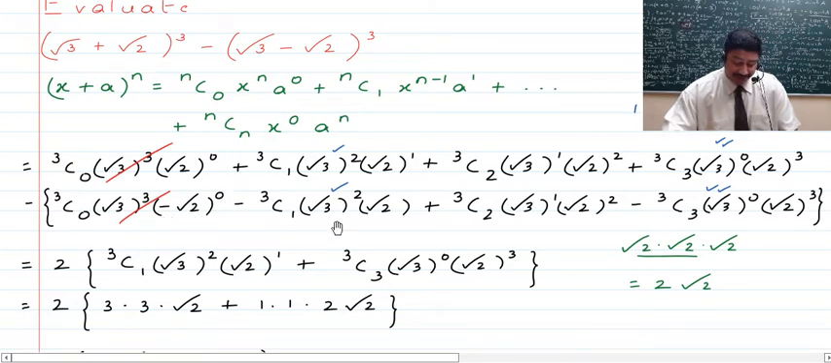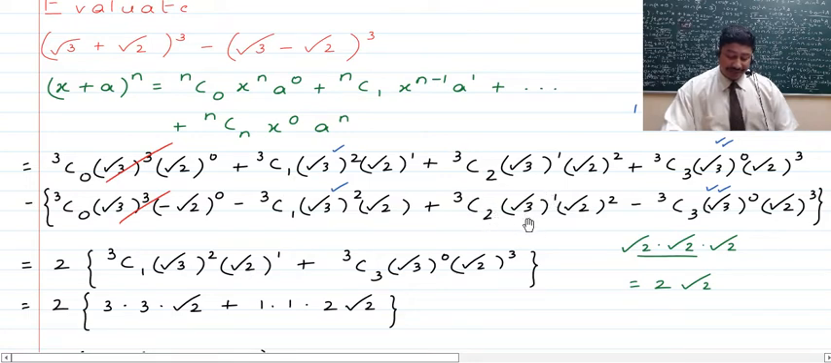And then similarly we will now talk about the next term, which will be 3c1 times root 3 raised to the power difference of 3 and 1, that is 2, times minus root 2 raised to the power 1. As we have one minus sign, when it gets multiplied with the plus sign outside, it will become equal to minus, right? Similarly, when we talk about the next term, it will be 3c2 root 3 raised to the power 1, that is the difference of 3 and 2, times minus root 2 raised to the power 2. As minus into minus will become equal to plus, so this plus sign will remain as it is.